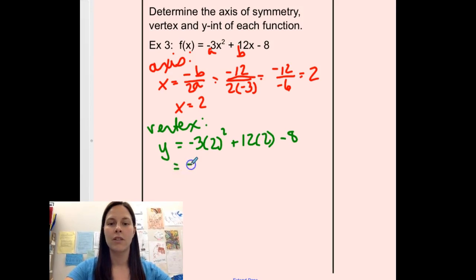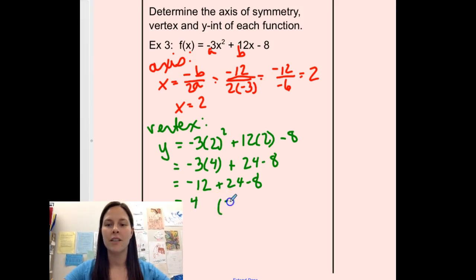Order of operations, we will square that 2 before we multiply. We can simplify that multiplication because it's separated from the first term by an addition sign. -3 times 4 gives us -12 plus 24 minus 8. -12 plus 24 is 12. 12 minus 8 is 4. So our vertex, we started by substituting 2 for x, and we solved and got 4 for y.